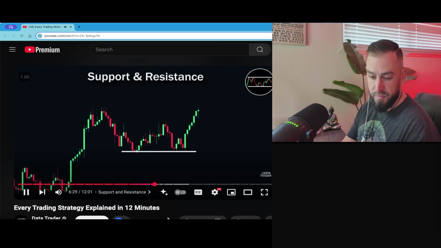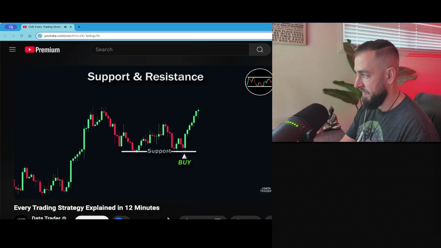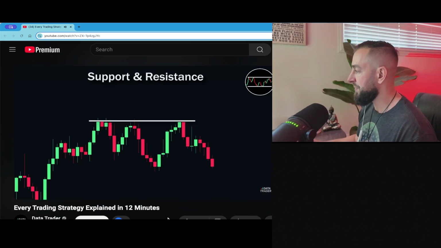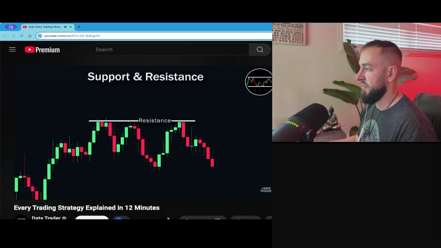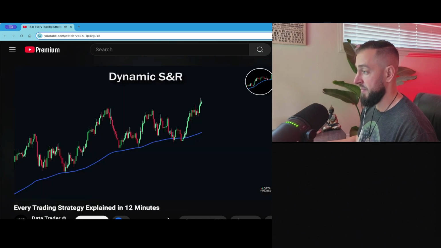If the level is below the price, it's called support, where you can take a buy position if the price approaches it. And if the level is above the price, it's called resistance, where you can take a sell position if the price approaches it. Dynamic support and resistance. Similar to support and resistance, dynamic support and resistance also acts as key levels, but instead of using static horizontal lines, it uses indicators like the moving average to act as our key level.